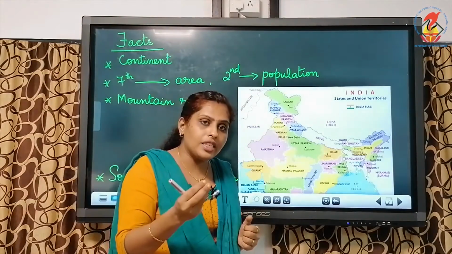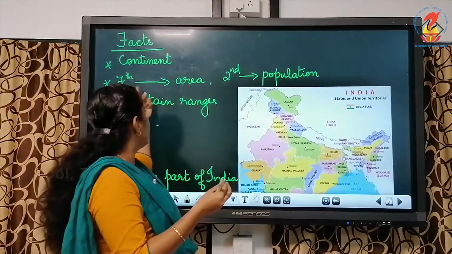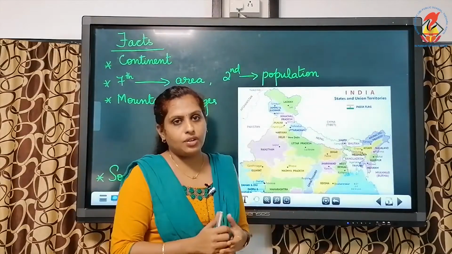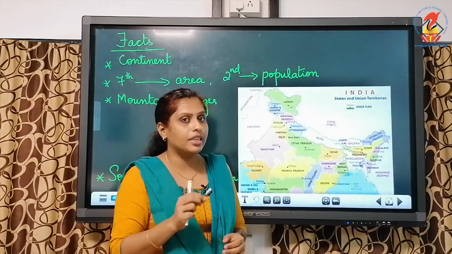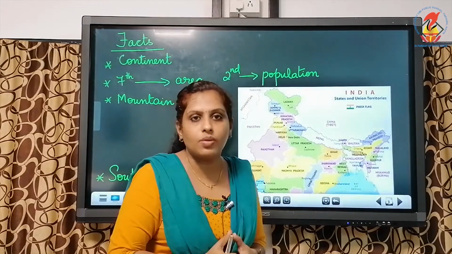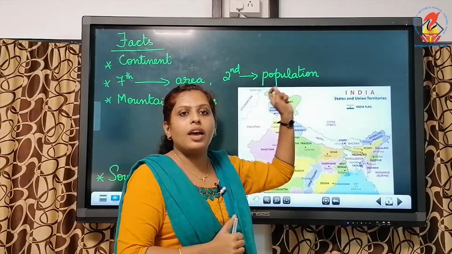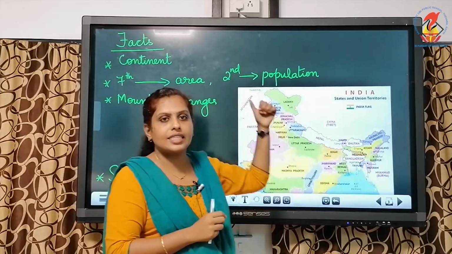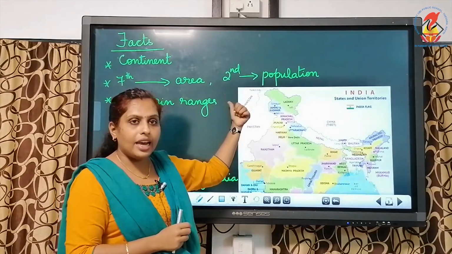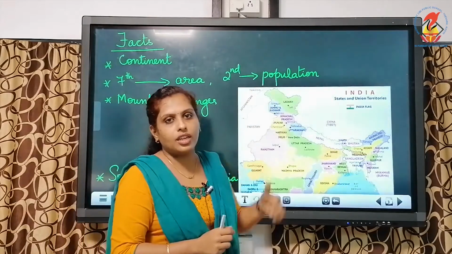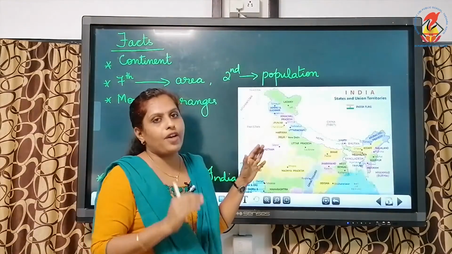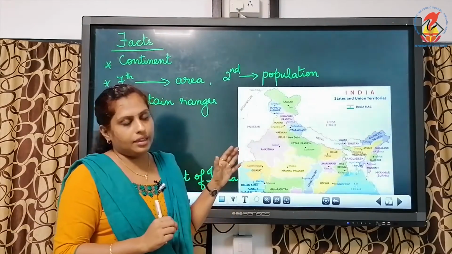You can find out which country comes in the 1st position area wise and 1st position population wise. Last year we have learned it. Just recollect and see which country is in 1st position in area and which country is in 1st position population wise. But India has the 7th position in area and 2nd position population wise. Now, let us move on to the next fact about our country India.